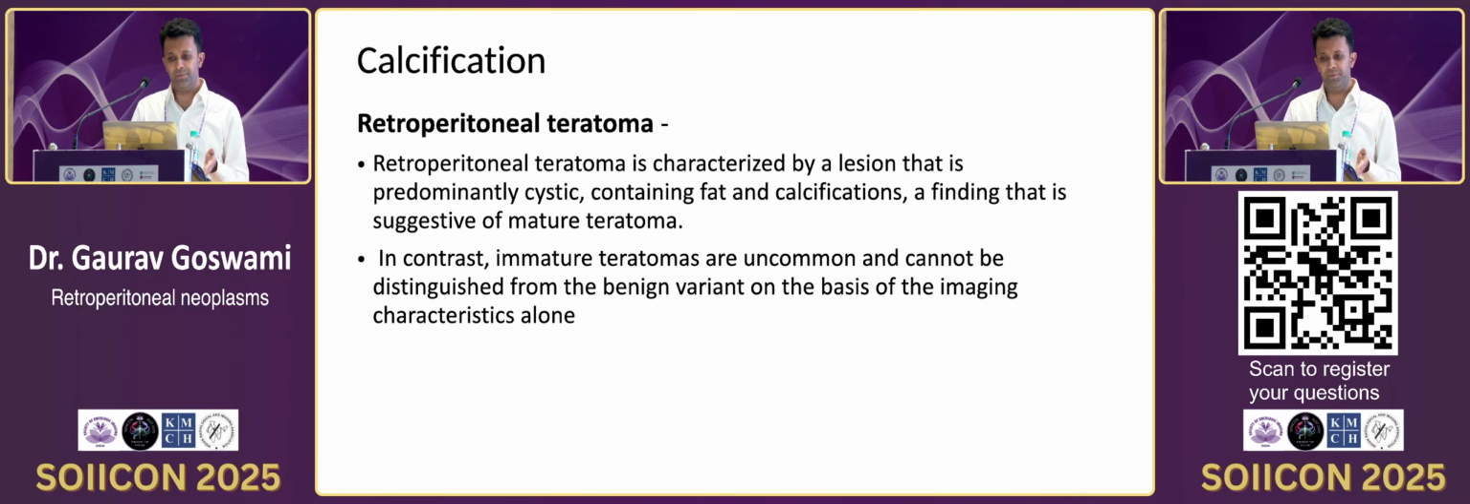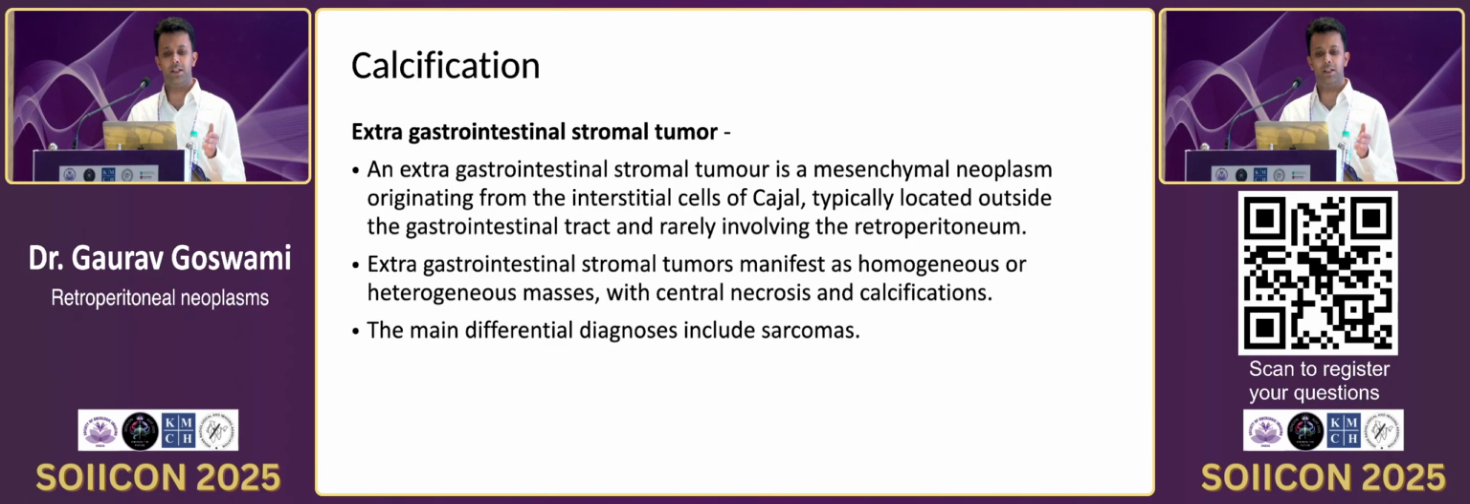Retroperitoneal teratomas are mostly containing cystic components, fat and calcifications within. In contrast, malignant teratomas are uncommon but cannot be distinguished from the benign variant on the basis of imaging characteristics alone. The third calcified lesion in the retroperitoneum is extra-gastrointestinal stromal tumors.